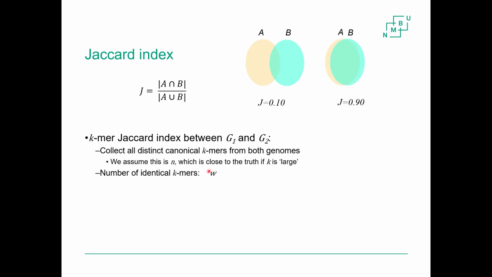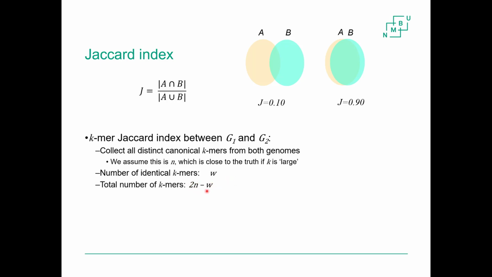And then W indicates the number of k-mers that are common between these two genomes. That is what is meant by identical here. I mean, you collect k-mers from G1, collect k-mers from G2, and then you see that W k-mers are shared between these two genomes.